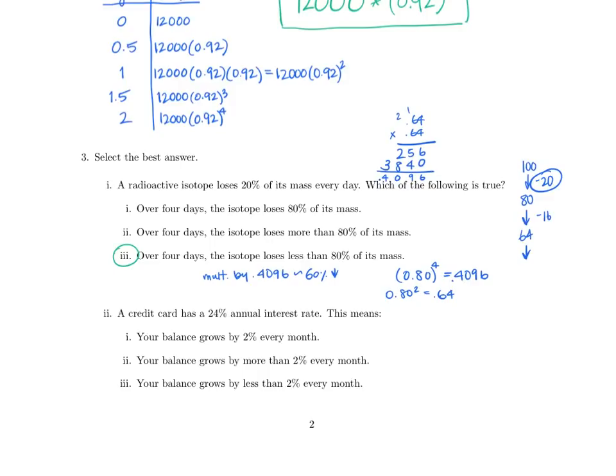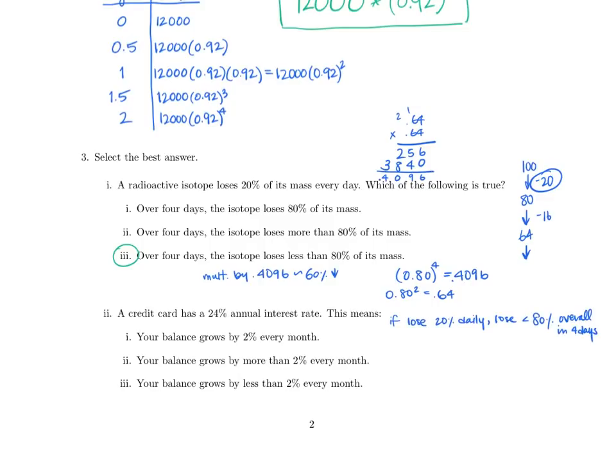Let's take a look at the second problem. It says a credit card has a 24% annual interest rate. This means your balance grows by 2% every month, your balance grows by more than 2% every month, or your balance grows by less than 2% every month. Well, note that the result that we got from part 1 of this problem said that if we are losing 20% daily, overall, we lose less than 80% over 4 days.